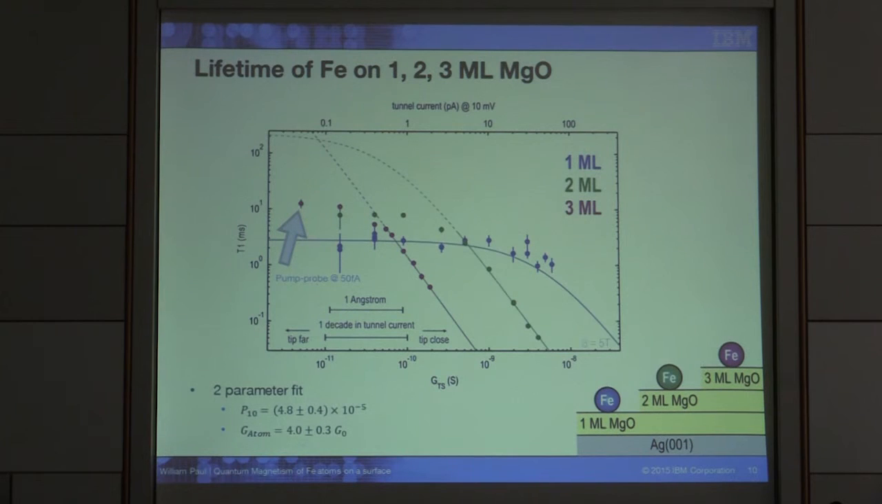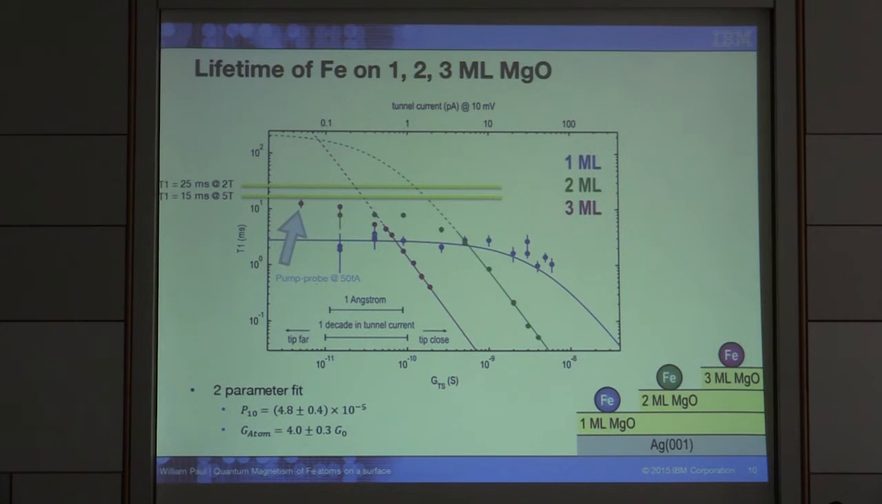And we can fit this with the electronic de-excitation model. This is informed by the ratio of conductances at point contact, which tells you the ratio of conductances of the substrates, and that sets the spacing between these curves. We can see that for 2 and 3 monolayer we expect large increases in lifetime that we just don't get. So we suspect there's another mechanism at play which limits the lifetime to about 15 milliseconds at 5 Tesla, and the best that we've seen is about 25 milliseconds at 2 Tesla.